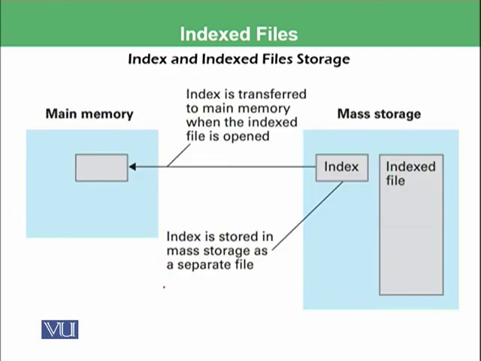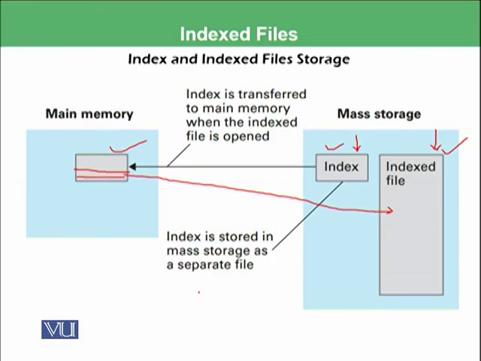So how are the index and index file storage maintained? In the mass storage you have the indexed file and you have the index as well. The index is the table which I have shown in the previous slide. So whenever you want to retrieve this file, first of all we need to read this index and put it into the main memory, and then the main memory will tell you which record is stored where. So you will find that address and then you will go to that particular location to get that information. The index is transferred to main memory when the index file is opened, and the index is stored in mass storage as a separate file.